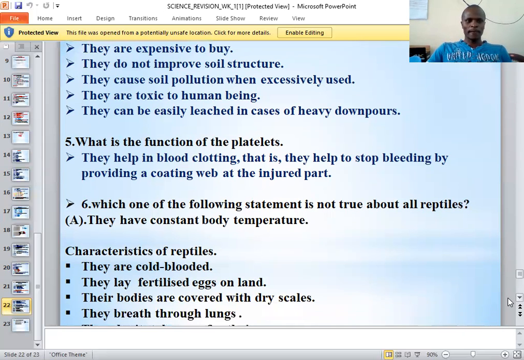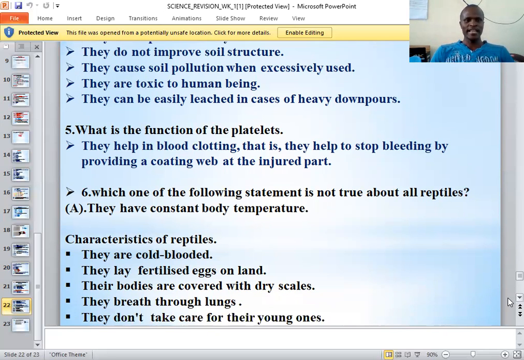Let's look at number 6. Which one of the following statements is not true about all reptiles? The answer there was choice A: they have constant body temperature. That choice A was not correct. It was wrong. The question was asking which one is not true. So it is not true to say that reptiles have constant body temperature.